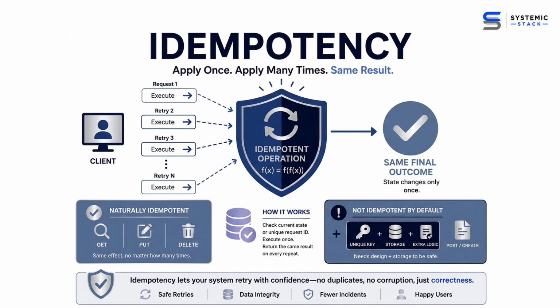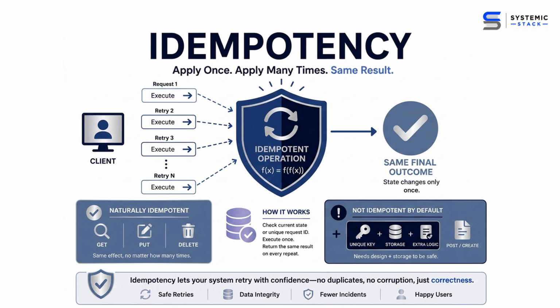To get technical for a second, an operation is considered idempotent if it can be applied multiple times without changing the result beyond the initial application. Now, don't confuse this with nothing happening on the second call. Something does happen. The server recognizes the repeat and usually returns the same success response it gave the first time, but it doesn't actually perform the underlying state change again.